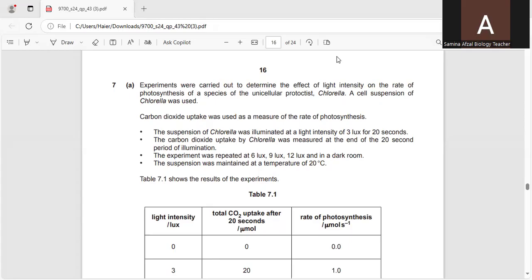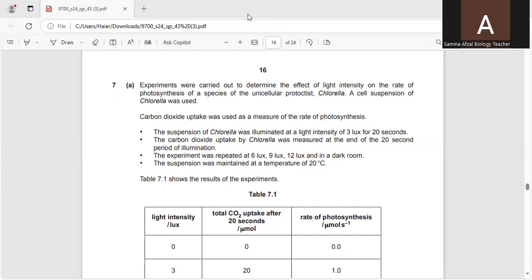The suspension of Chlorella was illuminated at a light intensity of 3 lux for 20 seconds. The carbon dioxide uptake by Chlorella was measured at the end of the 20 seconds period of illumination. The experiment was repeated at 6, 9, and 12 lux, and in a dark room. The suspension was maintained at a temperature of 20 degrees C.